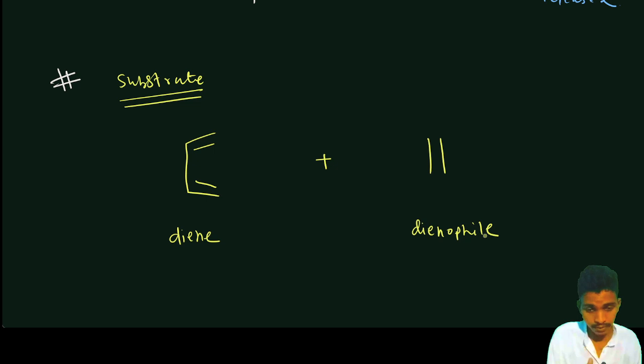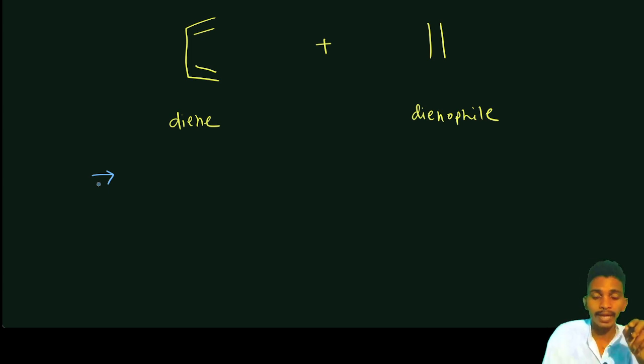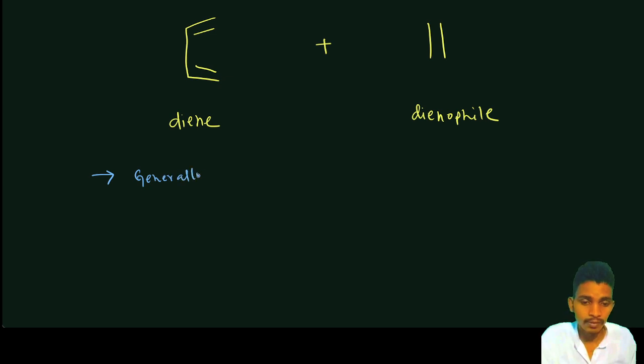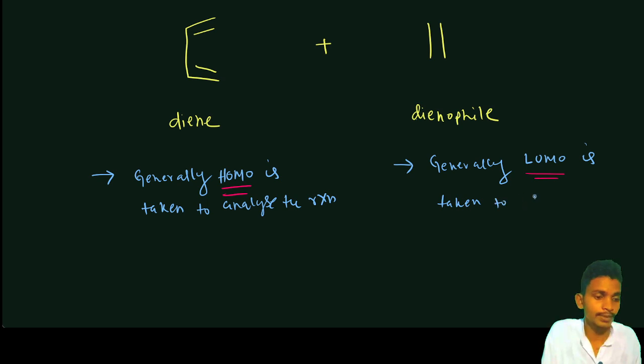Okay, now for this diene, what we take are the frontier orbitals of the dienes to analyze the reactions. From the diene you take the HOMO. Generally, the HOMO is taken to analyze the reactions in the case of dienes. And for the case of dienophiles, generally the LUMO is taken, because I have said that for cycloaddition reactions both HOMO and LUMO are taken to analyze the reactions. Since there are two substrates, from the diene the HOMO is taken, and for the dienophile the LUMO is taken to analyze the reactions.